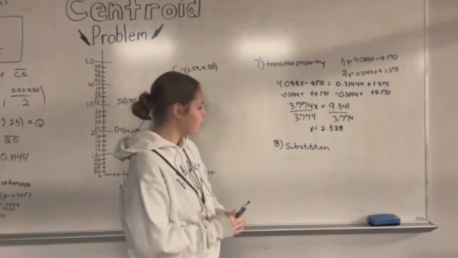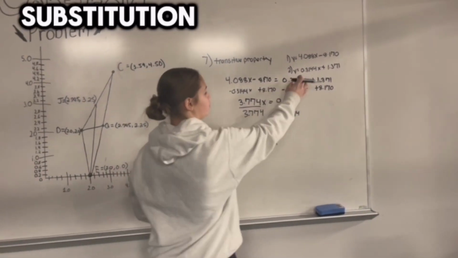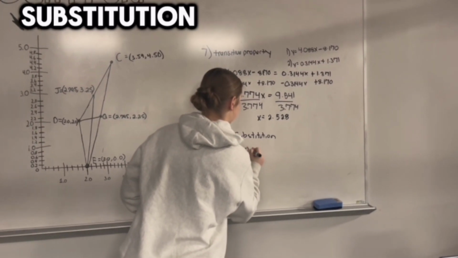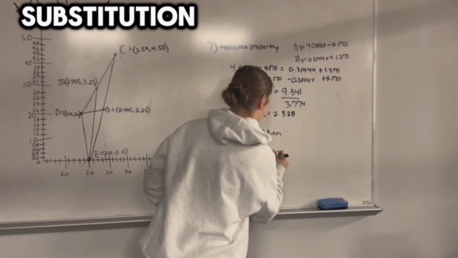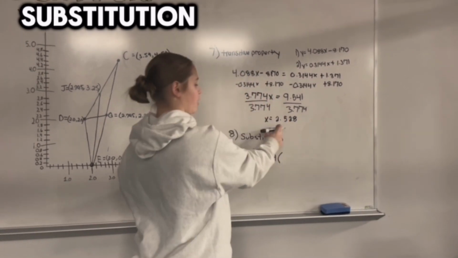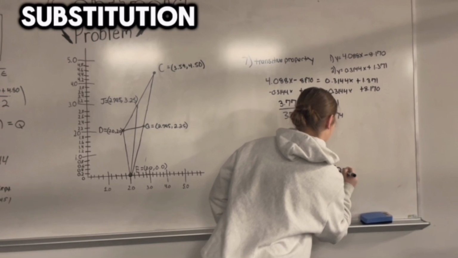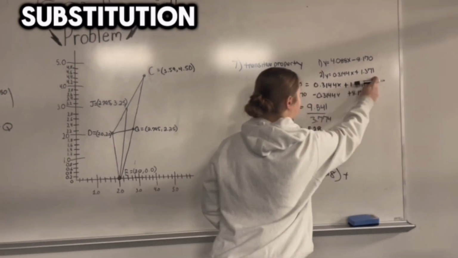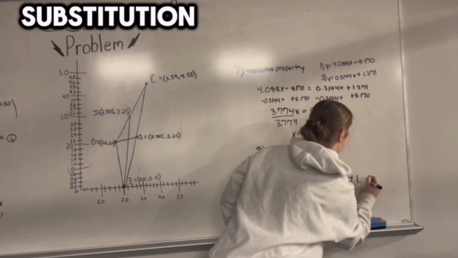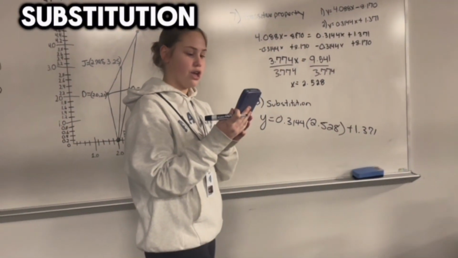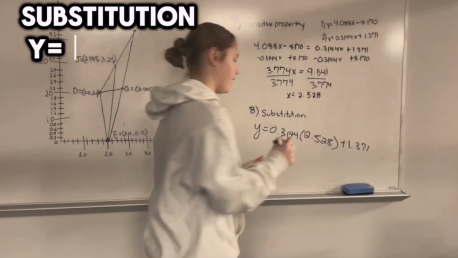This is step 8 of how we solved our centroid problem. So now we went into substitution. So we use this right here, y equals 0.3144, and then we're going to substitute in our x that we got right here, and then plus the rest of this problem, 1.371. Then we put that all into our calculator. We got 2.165.